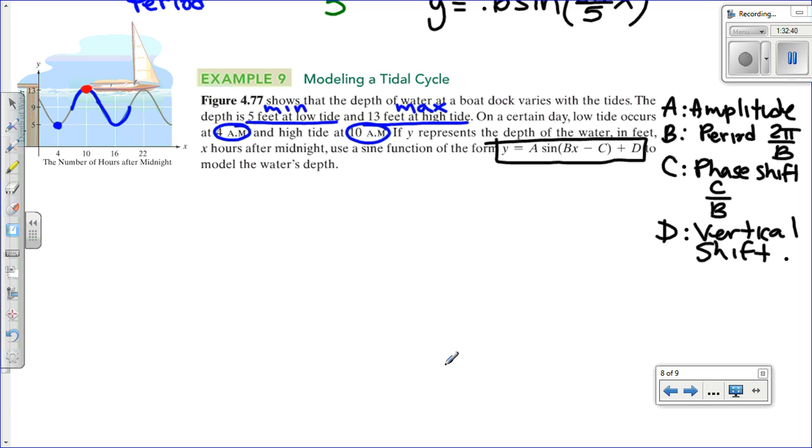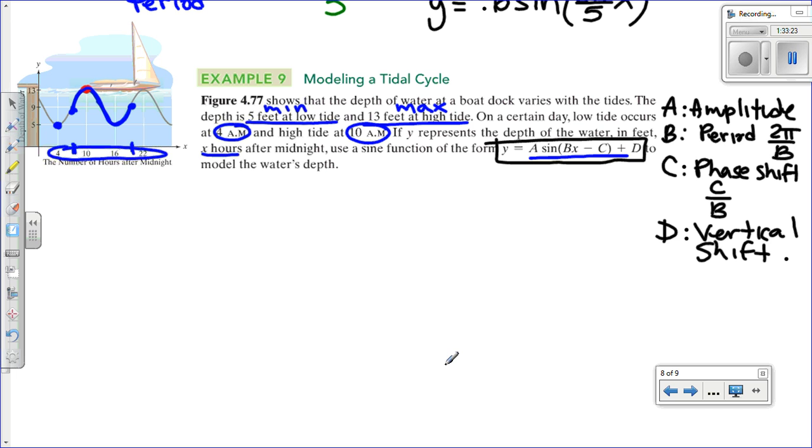If y represents the depth of the water in feet, x hours after midnight, so the independent variable will be the time, the hours after midnight. Use a sine function of the form, we already know the form, to model the water's depth. So what I did here is, we want to consider this cycle right here, the one traced in blue. We're not very sure of what the numbers are here and here, where the cycle starts and where the cycle ends.